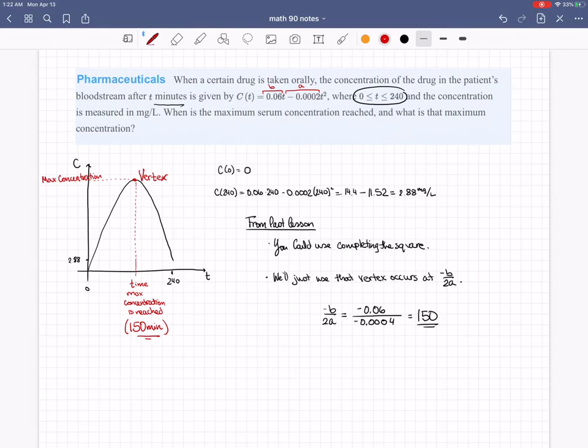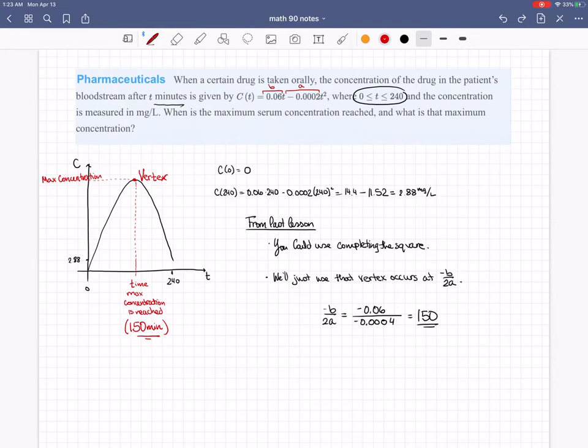This might also be useful in conversations about dosage, right? So it might be very important that you not take this drug within 2.5 hours of when you first take it. Because within that first 2.5 hours, the concentration of it is still growing in your bloodstream. So if you add more, you could be putting yourself potentially in grave danger of having too much of it in your system at one time. So that is the time at which max concentration is reached.